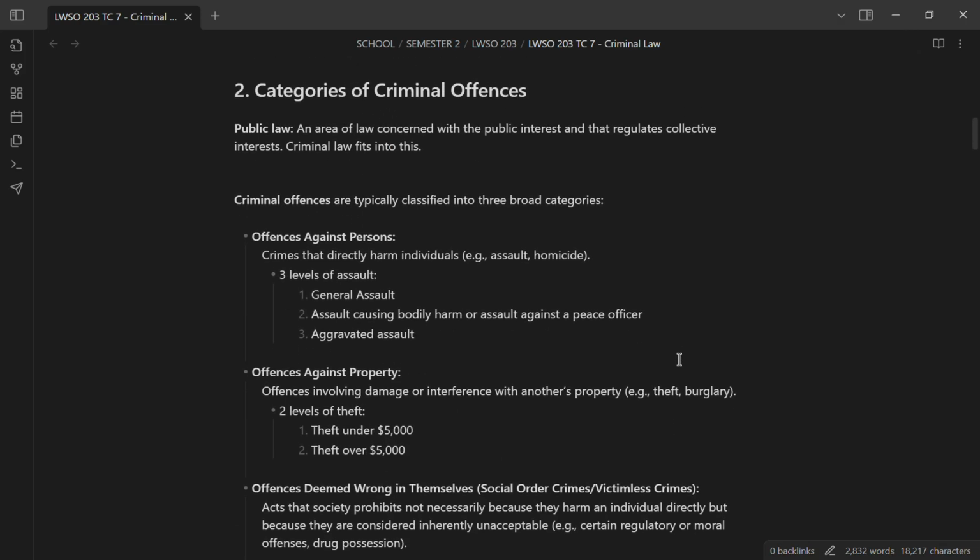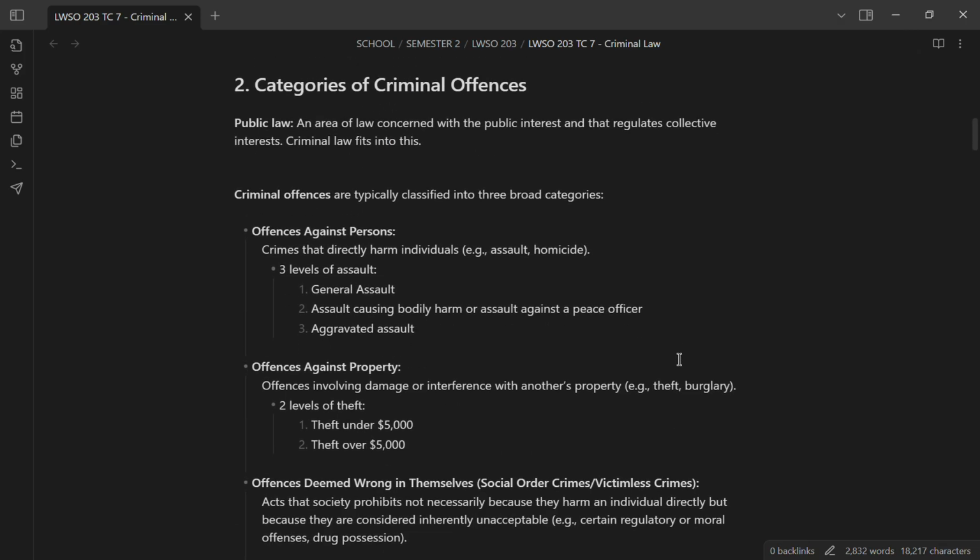Categories of criminal offenses. Let's go through these really quick. So, again, criminal law is under the jurisdiction of public law. It's an area of law concerned with public interests, and it regulates collective interests. That's essentially what public law is. Criminal law fits into that. Criminal offenses are typically classified into three broad categories: offenses against persons, offenses against property, and offenses deemed wrong in and of themselves, also known as social order or victimless crimes.